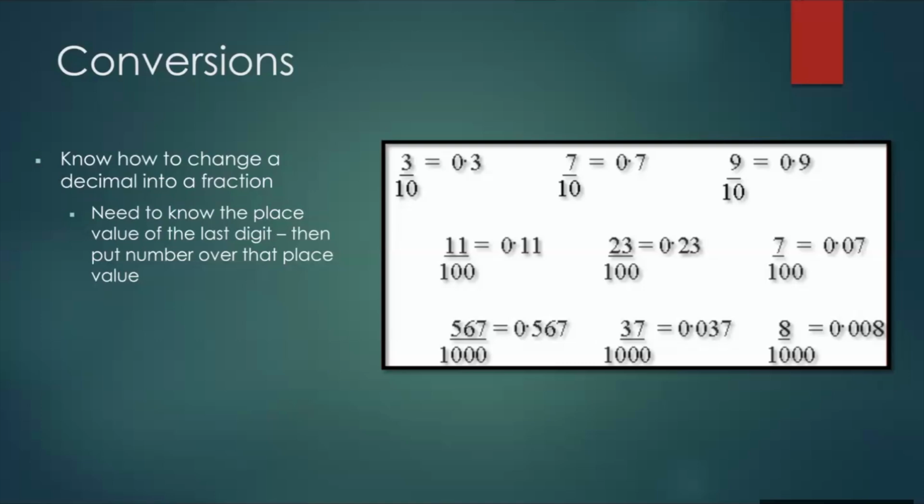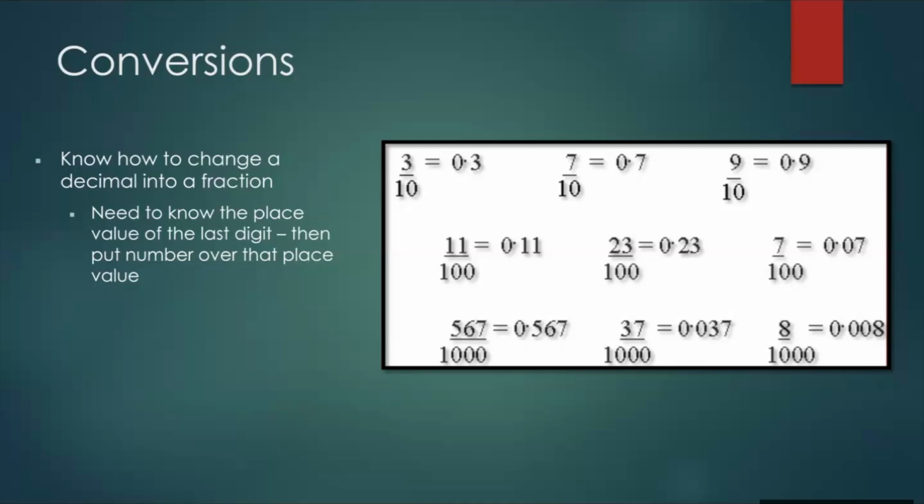Then on the next line, 0.11. The first one is in the tenths place, the next one is in the hundredths place. So we know that the rightmost decimal place is the hundredths place. So we put 11 over 100. So 11 hundredths. And that is our fraction. Then to the right of that, same thing. We know that our smallest decimal place is the hundredths place.